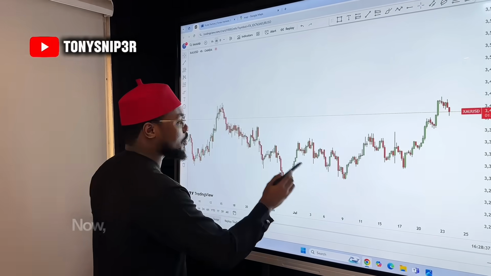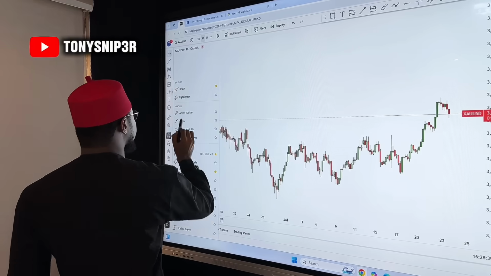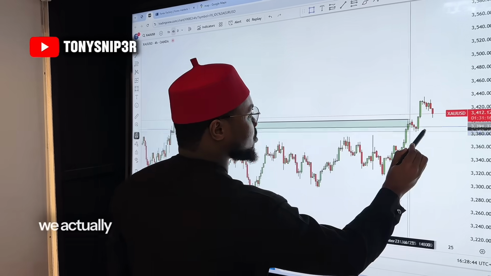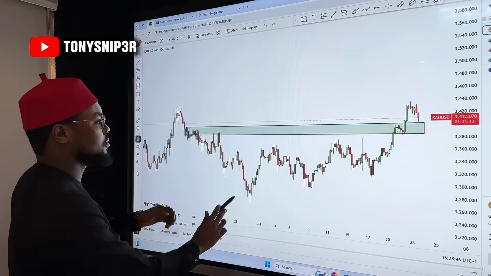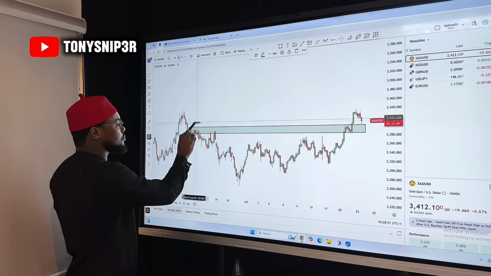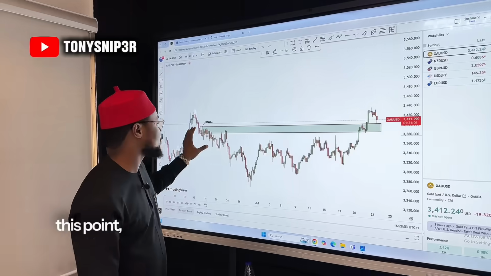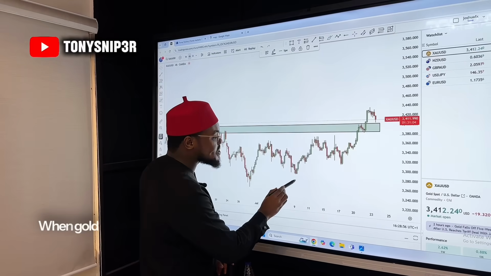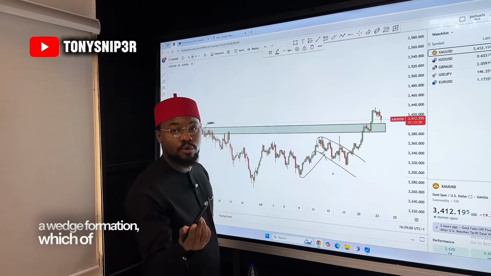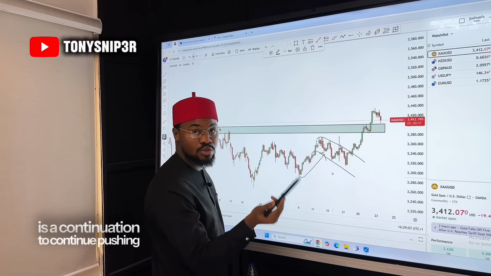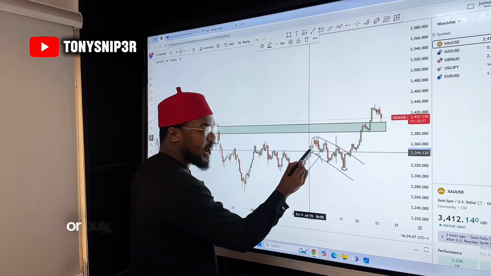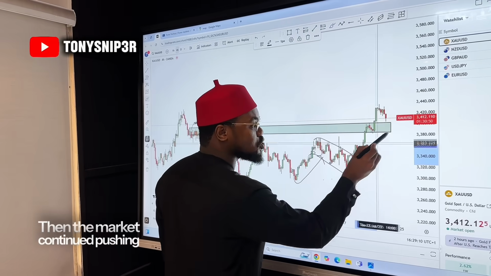Now come with me. Now if you notice on this level here, we actually had a liquidity resting around this point. We had liquidity resting around this point, right? Now what happened? Gold started the first trending movement, came back to create a wedge formation, which of course is a continuation to continue pushing to the upside. As I've taught you guys, this is where you're supposed to buy, right? Then the market continued pushing to the upside.